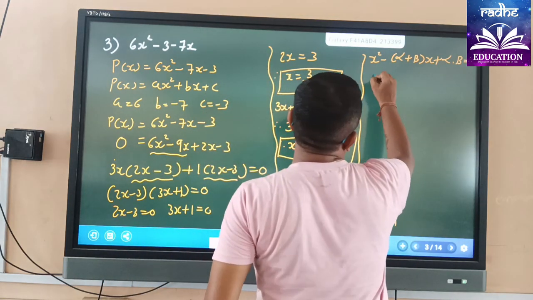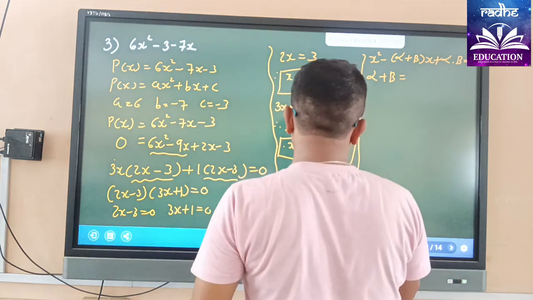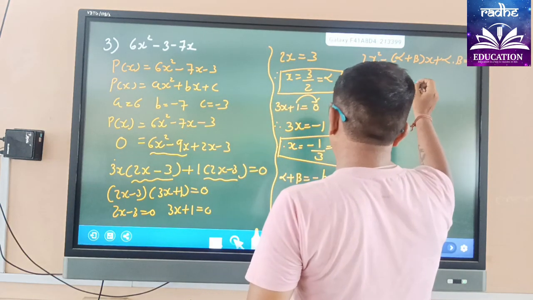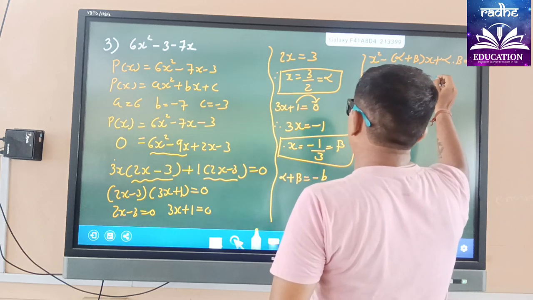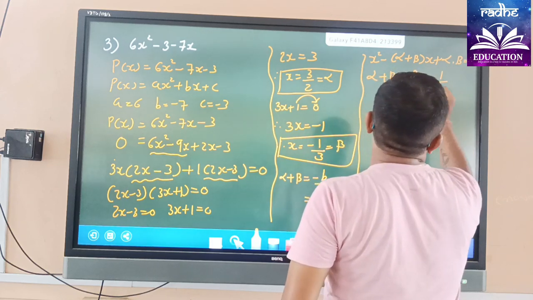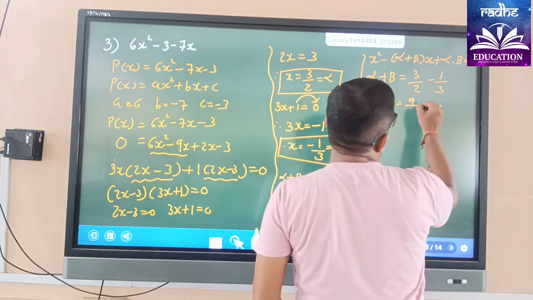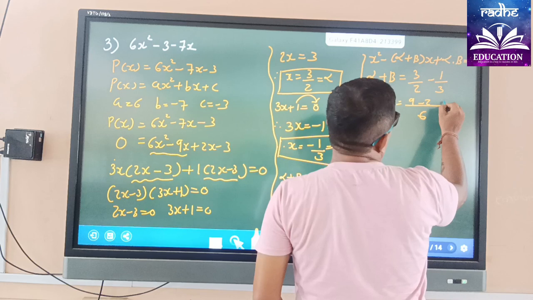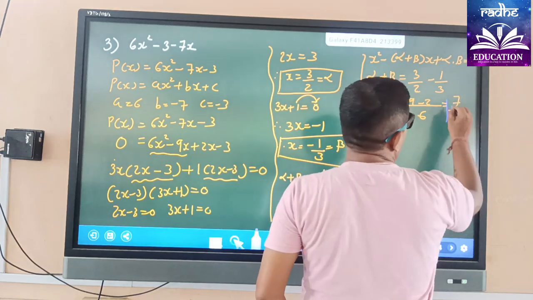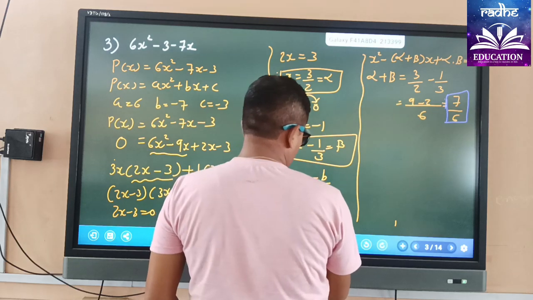In the same way, we will find alpha plus beta another way. Alpha we got is 3 by 2, and beta we got is minus 1 by 3. So we will take the LCM, which is 6. This term is multiplied by 3, so 3 times 3 is 9, and this term is multiplied by 2, so this is 2, and ultimately we get 7 by 6. So we can check that these terms are the same, so we can verify the coefficients and zeros.